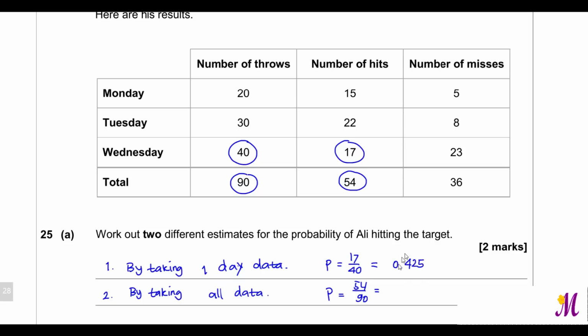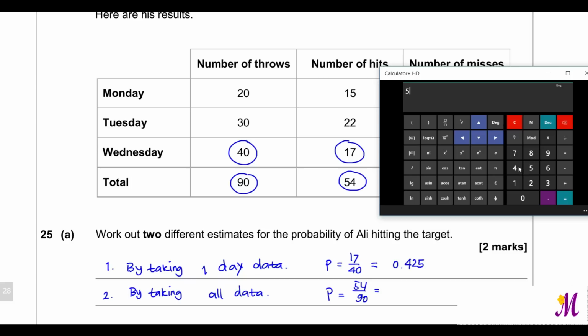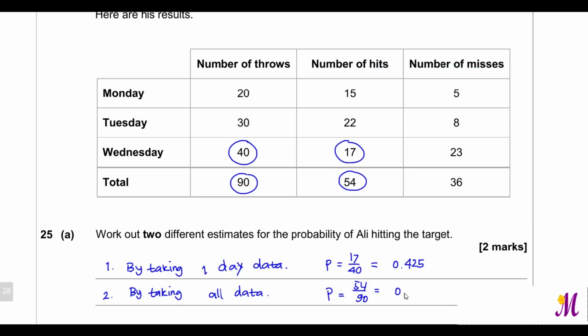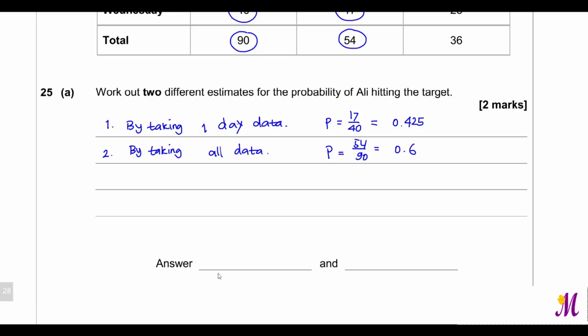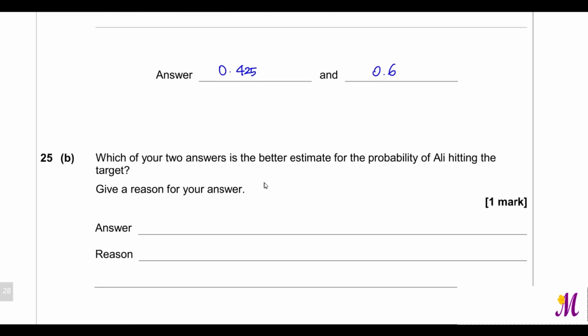0.425. While the second one, it's 54 divided by 90. That is 0.6. Let's write it down here on the answer column. The first one is 0.425 and the second one is 0.6. Now the next question. Which of your two answers is a better estimate for the probability of Ali hitting the target? Give a reason for your answer.